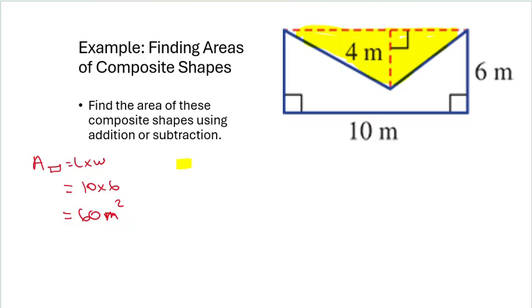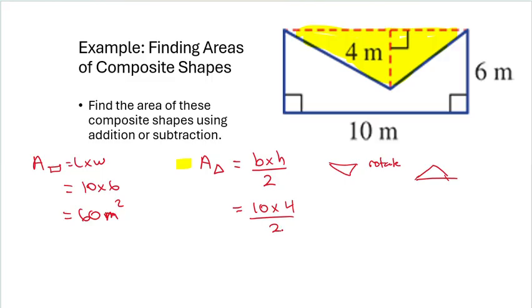Now, what's the shape in the yellow that I filled in that technically makes a triangle? So I'll go A triangle, write down the formula for it, like so. Now the triangle's typically upside down. So if I rotate it, it'll look nicer, and you can figure out the base and the height of the triangle this way. But if you can spot it from the get-go, by all means spot it from the get-go. So you have 10 times the height of the triangle, which is 4, divided by 2. This becomes 40 over 2, and 40 divided by 2 is just 20 meters squared.